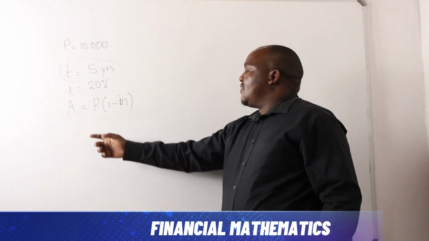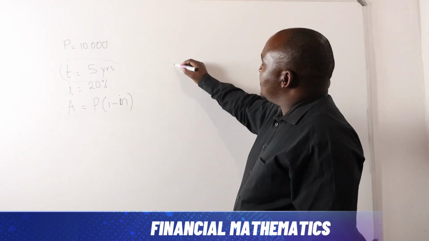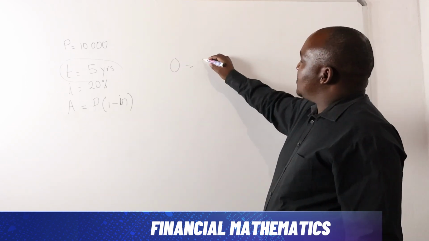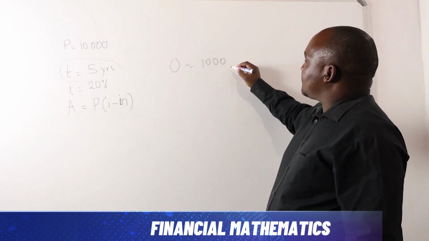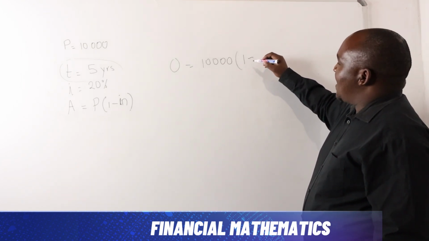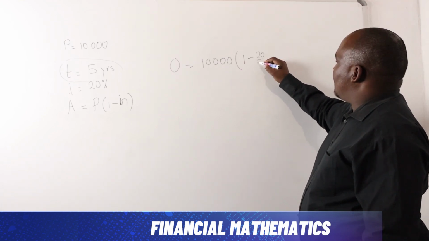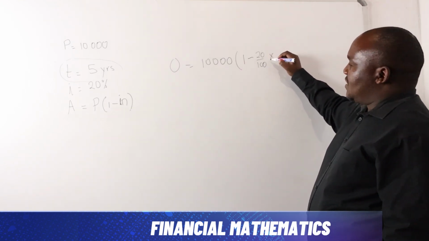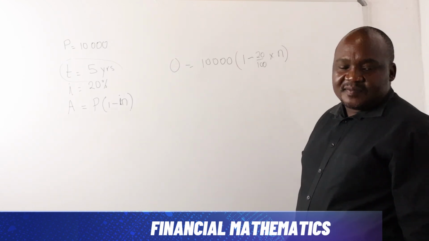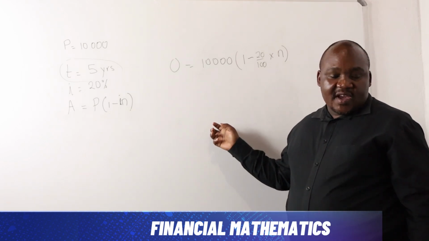So this is the formula. This is a very straightforward calculation. You have A, which in this case will be 0. You've got the principal value, which is 10,000, and you've got 1 minus I, which is 20%, to the power n. And this is your equation.